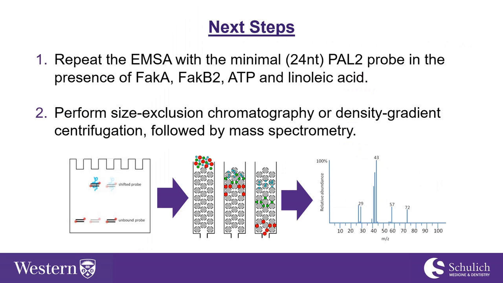My next steps are to repeat the EMSA with a minimal 24-nucleotide PAL2 probe in the presence of FAC-A, FAC-B2, ATP, and linoleic acid. If a shift/complex is formed at Site 3 or the PAL2 operator, then it can be confirmed that a metabolic product or complex from the FAC pathway is involved in the activation of FarR. From here, we will perform size exclusion chromatography, or density gradient centrifugation, followed by mass spectrometry to identify which specific proteins are forming an activation complex with FarR.